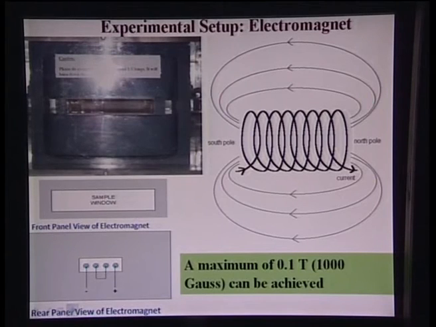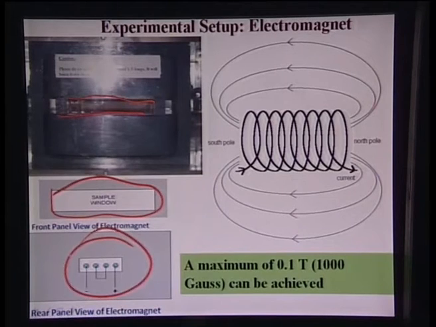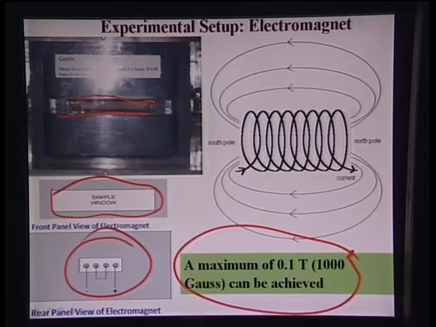Now, in the next few minutes, I will show you that we have also designed and developed an electromagnet, based on a simple physics principle, and we have put a slot here, and through this slot one can put the 6 well or 8 well plates inside the magnetic field. So, this is called the sample window, and this is the front panel view of this electromagnet. Now, by changing the turns or passing different currents, one can get up to 1000 Gauss, or 0.1 Tesla magnetic field, with this electromagnet.